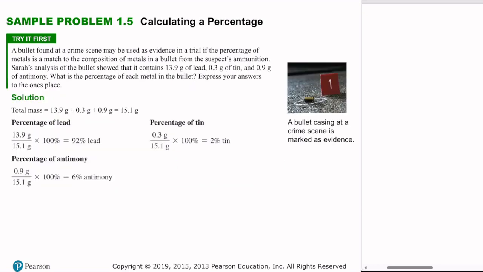Next, we'll cover calculating a percentage. Remember, as we discussed earlier, that a percent is equal to the part in question over the whole item times 100. A bullet found at a crime scene may be used as evidence in a trial if the percentage of metals is a match to the composition of metals in a bullet from the suspect's ammunition.